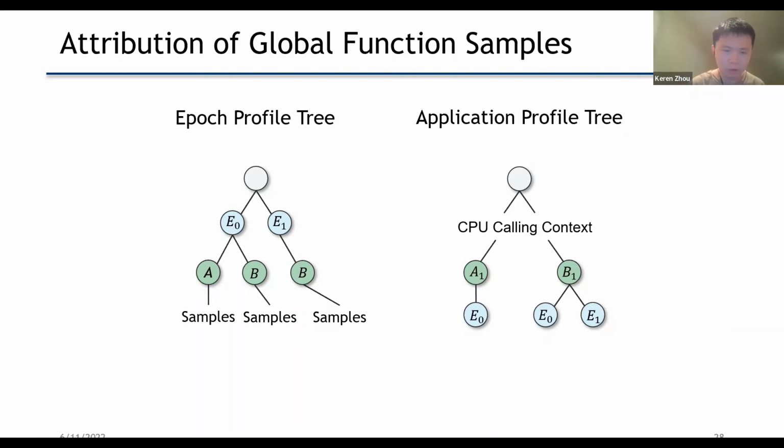Then post-mortem, we iterate through all the epochs and assign samples to the CPU calling context tree created at runtime. At each epoch, since we guarantee that each function only appears at a specific call site, we can guarantee that the attribution is accurate. So in epoch E0, we can accurately attribute samples of function A to call site A1 and attribute samples for function B to call site B1. Similarly, we attribute samples of B in epoch 1 to B1.